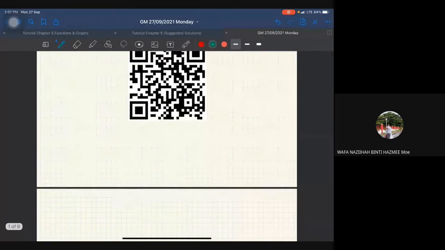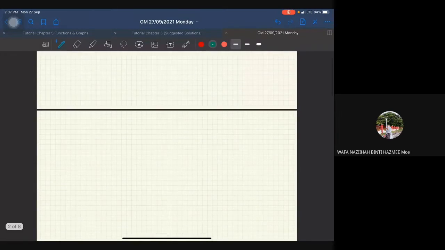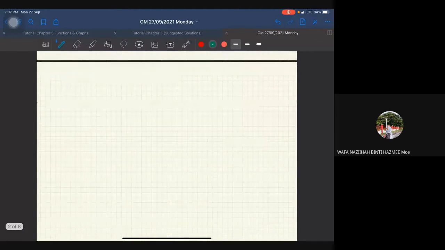Kalau ikutkan rancangan pengajaran semester, chapter 5, functions and graph sepatutnya dah habis minggu lepas. Minggu ni sepatutnya kita dah masuk polynomial. Tapi okay je, kita still on track. Today I'm going to finish tutorial chapter 5.3, inverse functions, and also 5.4, exponential and logarithmic functions. Kita akan discuss 5.3 dulu, inverse function.